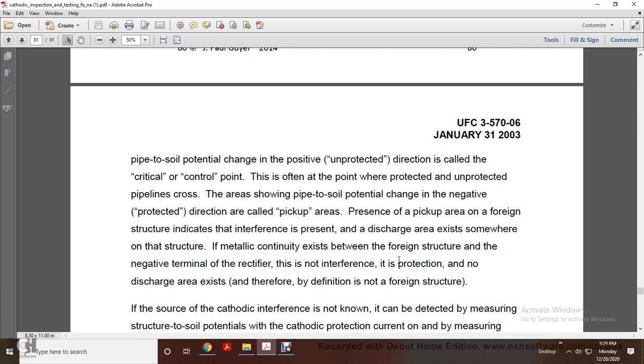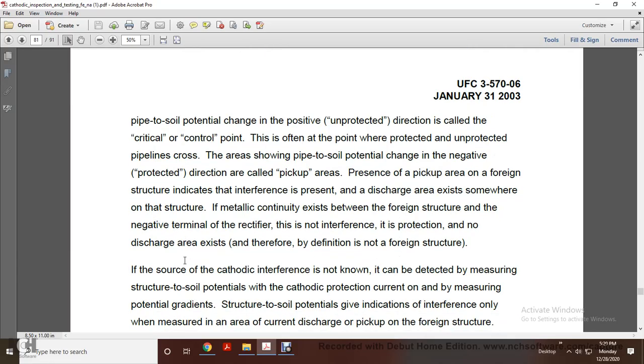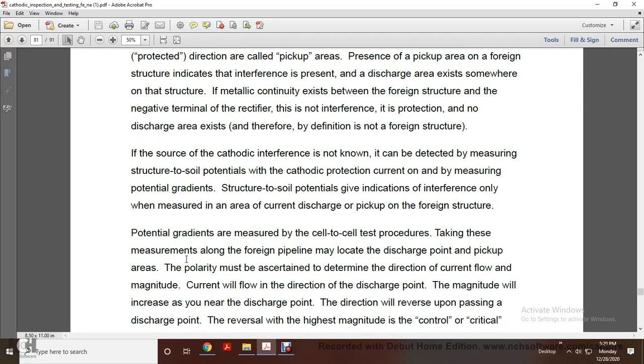Areas showing pipe-to-soil potential change in a negative direction are called the pickup area. The presence of a pickup area on the foreign structure indicates that a discharge area exists somewhere on that structure, and that metallic continuity exists between the foreign structure and the negative terminal of the rectifier. If there is no interference with the protection and no discharge area, there's still a definite foreign structure.